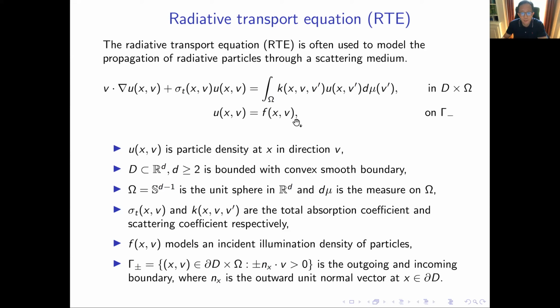F here is the photon or particle source going into the domain, and the domain boundary in the phase space is partitioned into two parts. One is minus, the incoming part, where the direction makes an obtuse angle with the outward normal of the boundary, and plus is the outgoing boundary. So that's the mathematical setup.